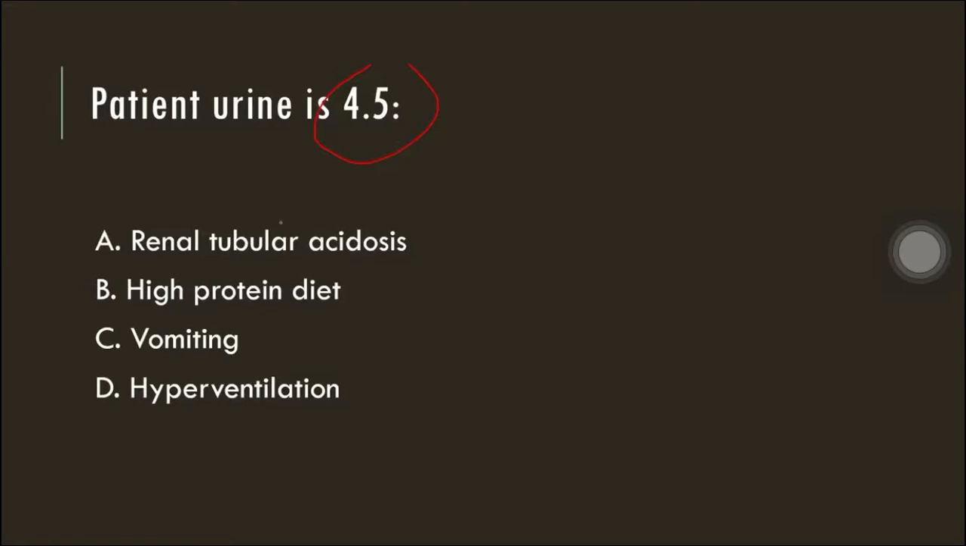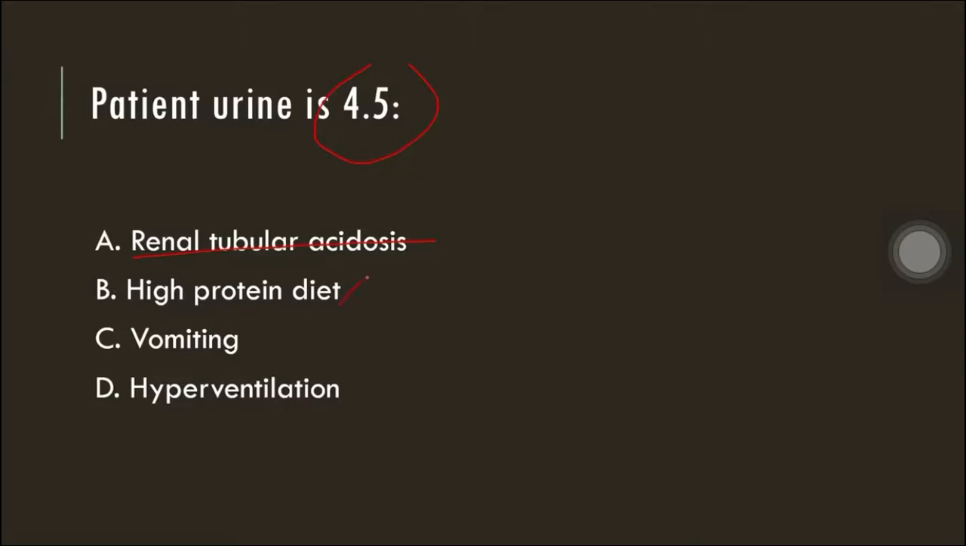Okay, for renal tubular acidosis, again, pag sinabing acidosis, wag isipin na acidic yan. Renal tubular acidosis refers to the inability of the kidney tubules to acidify the urine or excrete hydrogen ion in the urine sample. So for A, associated dyan is alkaline pH. For high protein diet, ito yung associated with acidic pH.